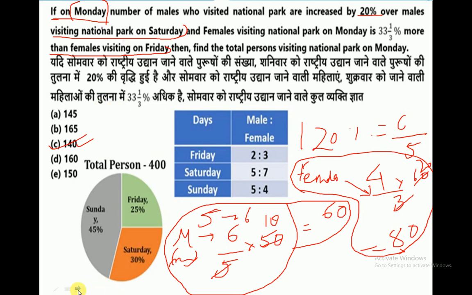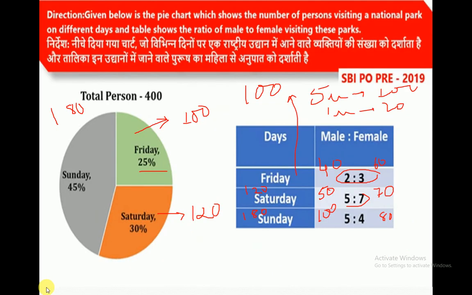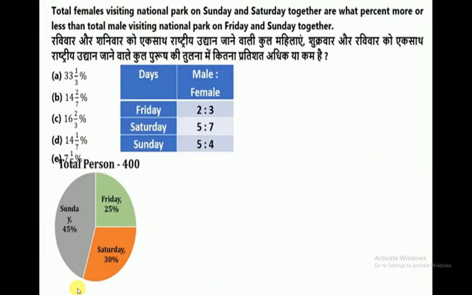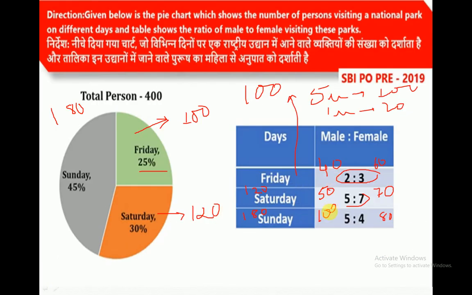Then the next question we have: total females visiting the national park on Sunday and Saturday together are what percentage more or less than total males visiting the national park on Friday and Sunday together? Sunday and Saturday females, let us go back to a previous slide and see. Sunday and Saturday females, so it's 150 females, and total males visiting on Friday and Sunday, males is 140.